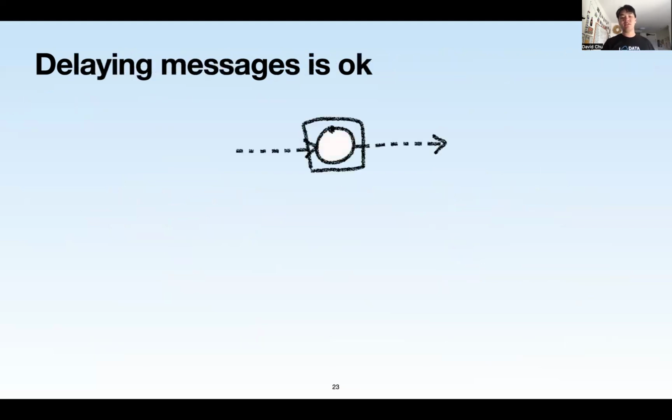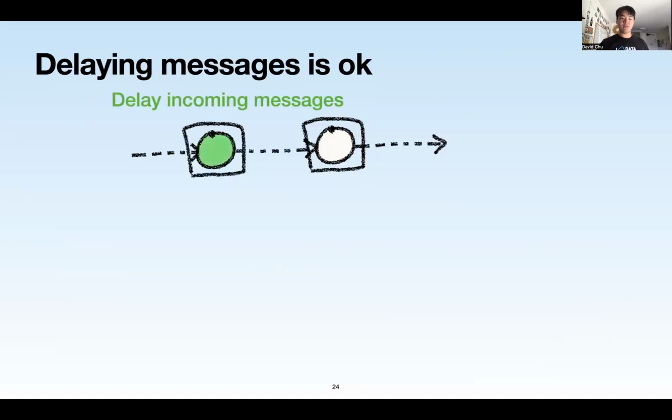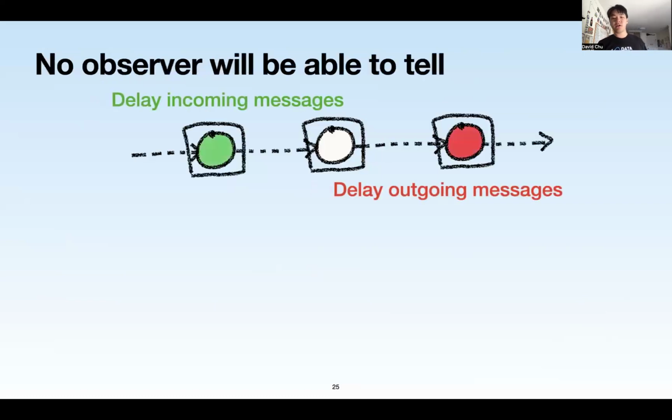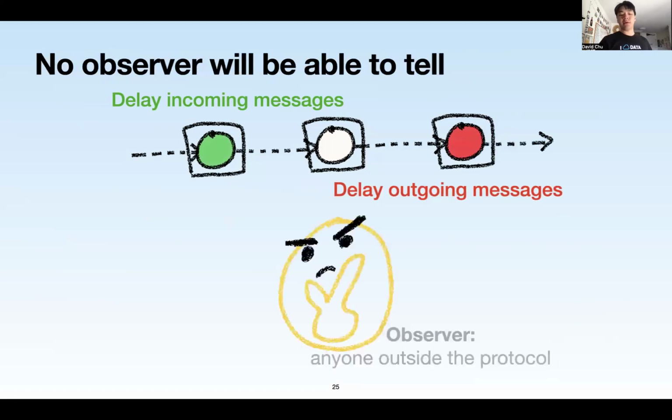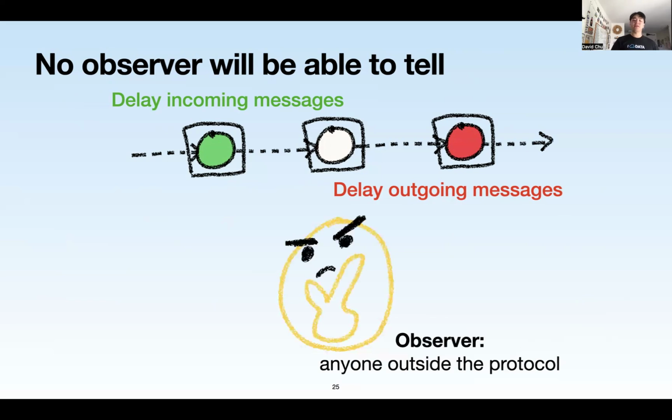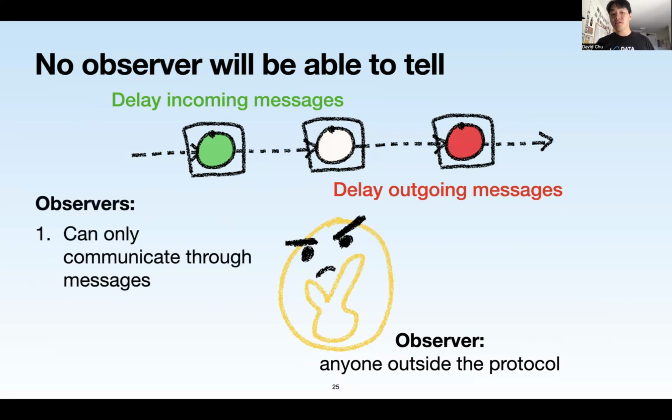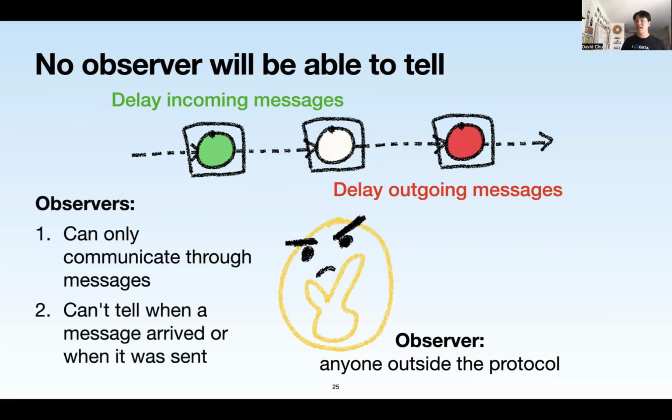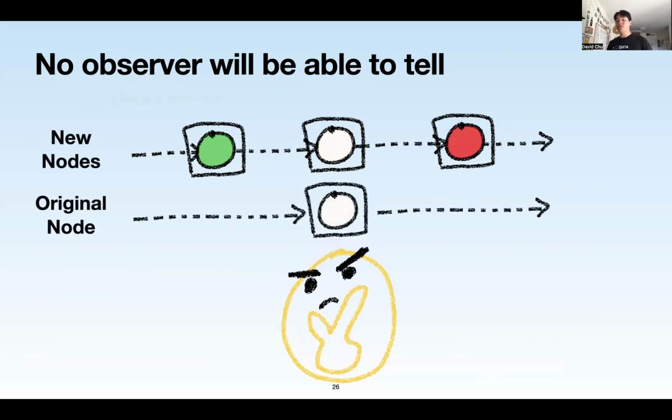In fact, given any generic node that receives and sends messages, it's okay to delay incoming messages and it's okay to delay outgoing messages, right? That's because no observer will be able to tell. An observer is just anybody who sits outside the protocol and they can only communicate with the protocol through messages, and therefore they can't tell when their message arrives at the protocol or when the protocol replied. These two runs will appear identical to an observer.